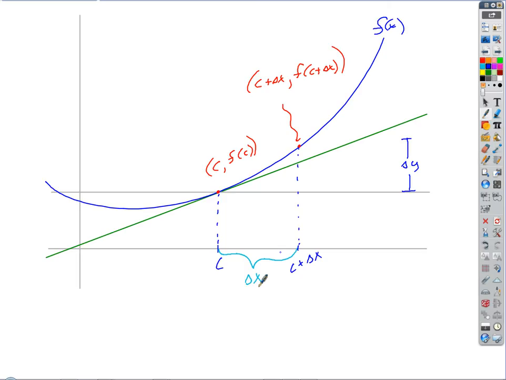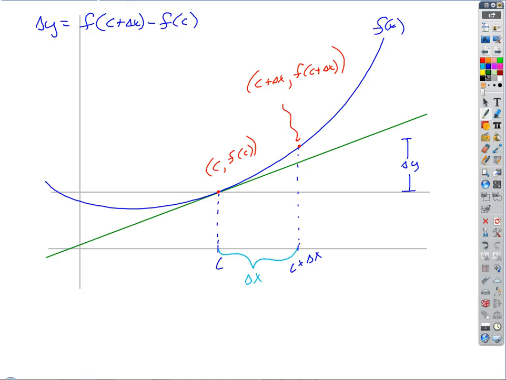But the change in y, what I'm really saying is that's the change in the function, right? So we could define this up here. Delta y is really just f of c plus delta x minus f of c, right? Yeah. Okay, but this function is approximated in the neighborhood of c. It's approximated by the linearization, right? It's approximated by the green line. So let's explore that a little bit.